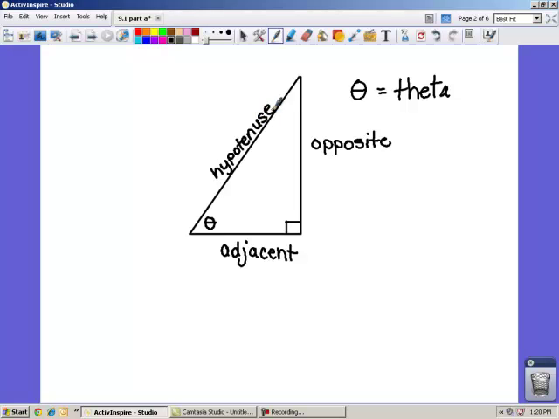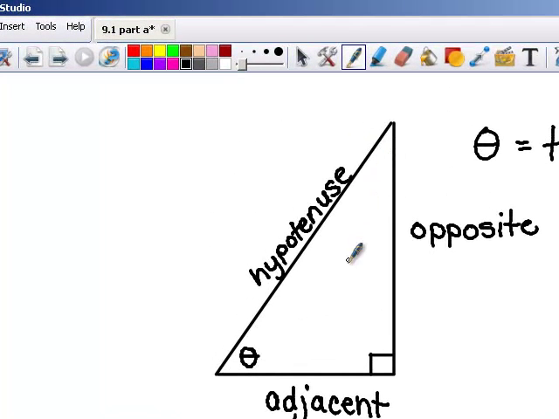Now, it's going to be different if you had a theta right here. The opposite side would be this one, and the adjacent would be this one. So keep in mind that it kind of changes.